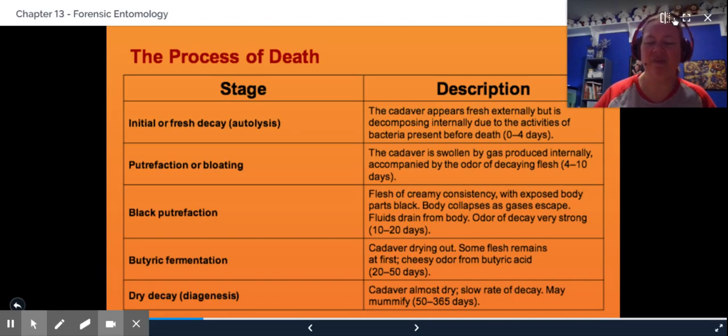Butyric fermentation is when the cadaver starts to dry out. There's a cheesy odor from butyric acid. That's 20 to 50 days. And then the dried decay stage, or what we call diagenesis, the cadaver is almost dry. It may mummify, and this can be anywhere from 50 days to 365.